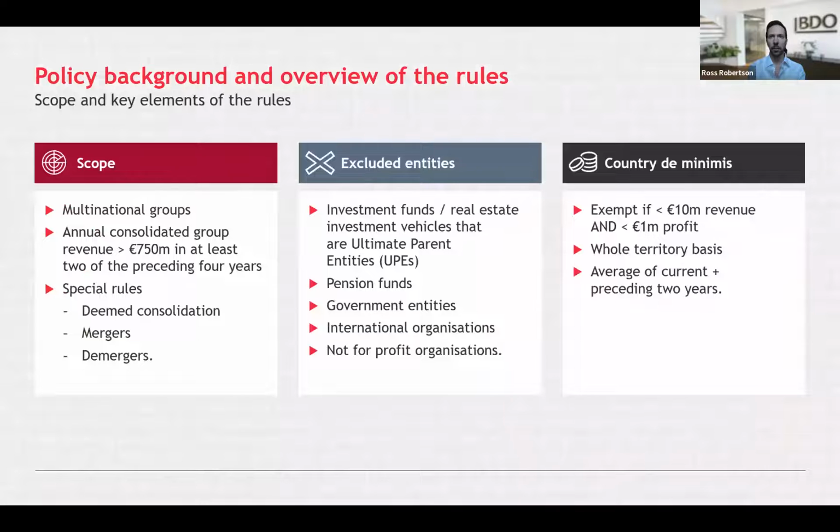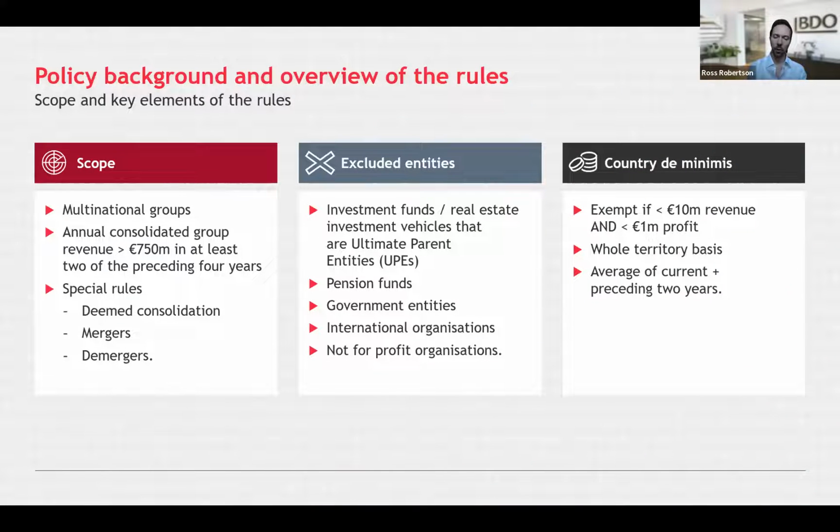Next slide, please. So a bit more detail on the rules. They are drafted to apply to multinational groups with annual consolidated group revenue of at least 750 million euros in at least 2 of the preceding 4 years. The rules have been drafted at the OECD level, and you'll hear reference to the OECD model rules when people talk about Pillar 2. That is a framework which countries implementing Pillar 2 are suggested to follow, but there are certain deviations that a local country is permitted to take from those rules.